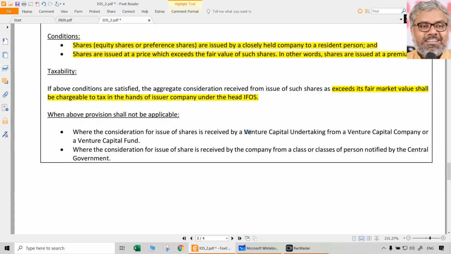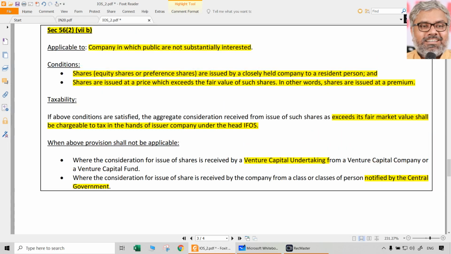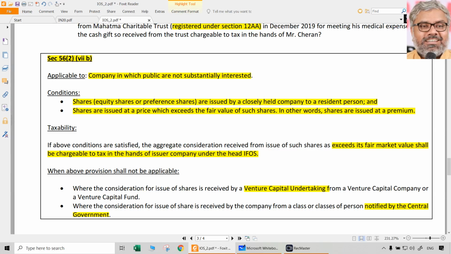If the shares are issued by a venture capital undertaking, or if they are issued by companies notified by the central government, which keeps that power with them. If they notify that this provision is not applicable to some private company, according to their whims and fancies, naturally, whatever the kith and kin of their private companies are there, maybe they can say, no, this provision is not applicable to them, then it is not applicable. If the central government says, this class or these classes of persons are not going to have this provision, then they will not have it. That is the power they keep with them.